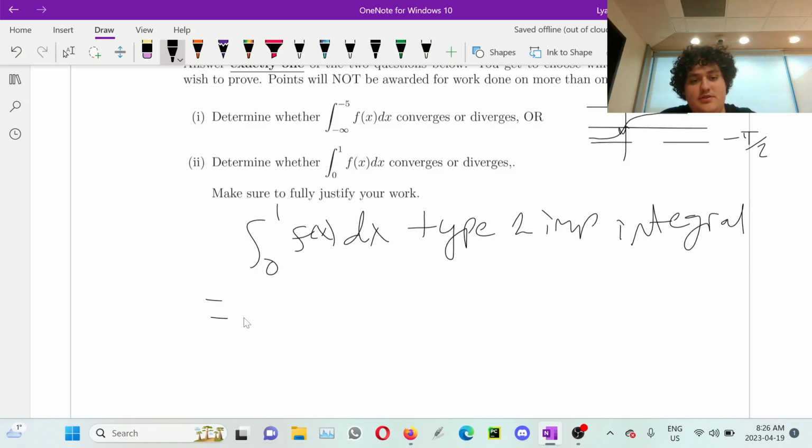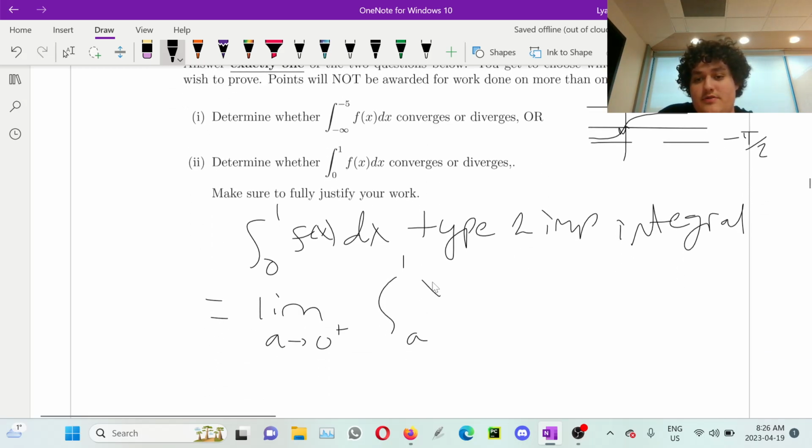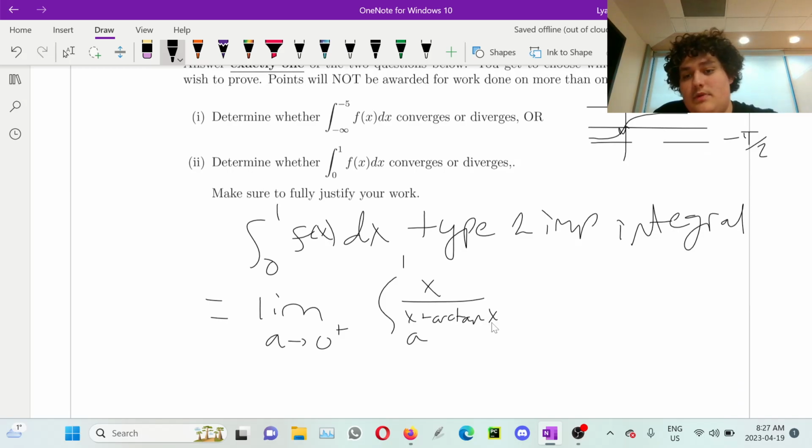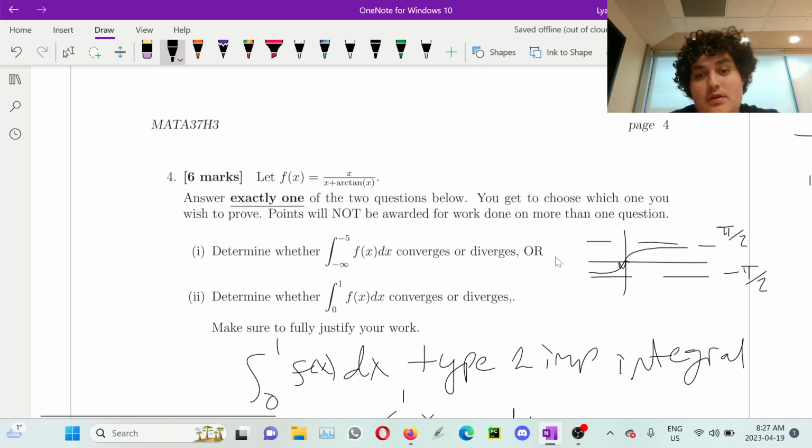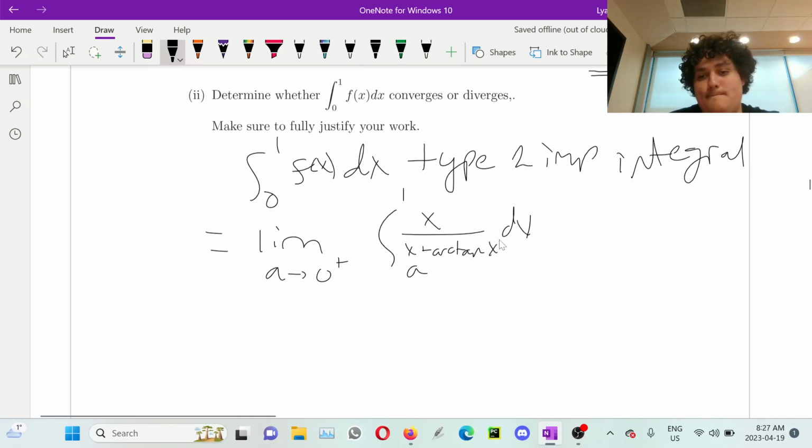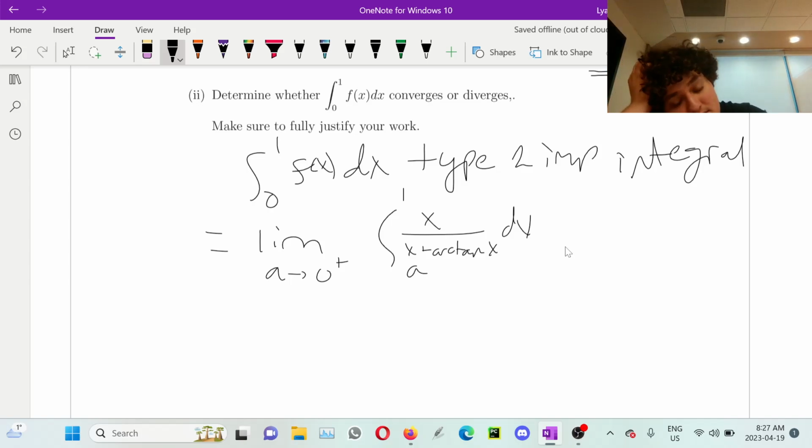So it's going to be equal to the limit as a approaches 0 from the right, because it's the bottom of the integral, so we approach it from the right, of the integral from a to 1 of x over x plus arctan x dx. So we have to find the antiderivative of this thing.